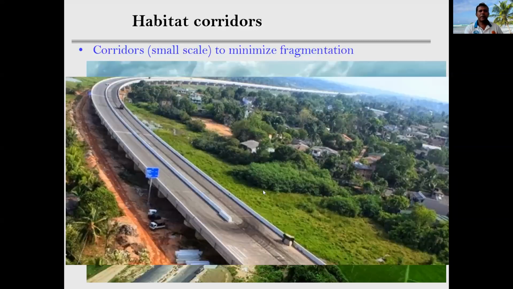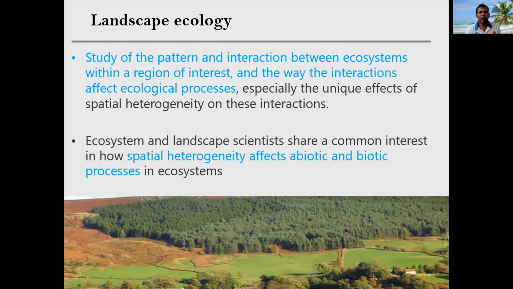All right, so those are some of the thoughts that we have to think of when talking about ecosystems, right? So this is very simple, but then what is the term landscape ecology, right? What is the difference from ecosystem to landscape ecology? So you see a sort of definition, but it's not really a definition. Study of the pattern and interaction between ecosystems within a region of interest and the way the interaction affects ecological processes, right? It got complicated, but you see it's patterns and interaction between ecosystems.